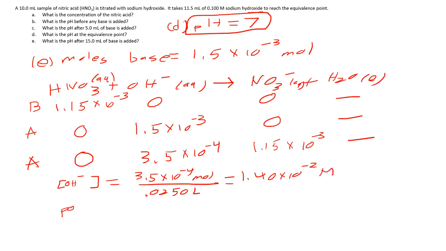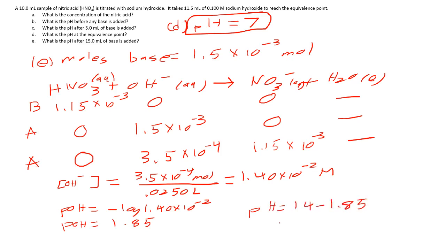We can then say that the pOH is equal to the negative log of 1.40 times 10 to the minus 2. So pOH equals 1.85, and pH is going to be equal to 14 minus 1.85. So the pH of our solution is 12.15, and this makes sense. As we are now in the excess base region, we should get a pH that is significantly above 7. If we got something below 7, we probably did something wrong there. So that'll get us through our acid strong base titration.